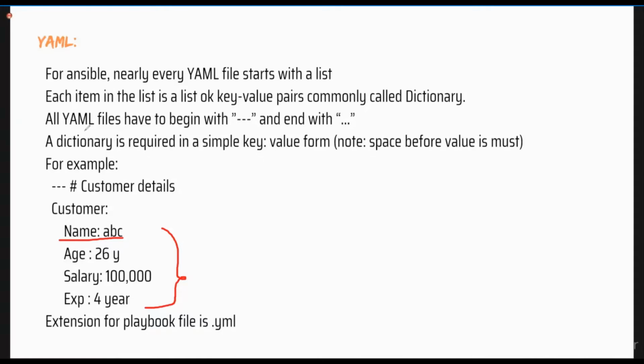Next, each and every YAML file always begins with three hyphens. So for every YAML file, there is a syntax where we need to begin with three hyphens and end the YAML file with three dots. So the file begins with three hyphens and the file ends with three dots. And a dictionary is required in a simple key value format. There is a note point. If you observe this, we are having a space for the key and value, they have some space, right? For this also, we have some space. So the space needs to be present.